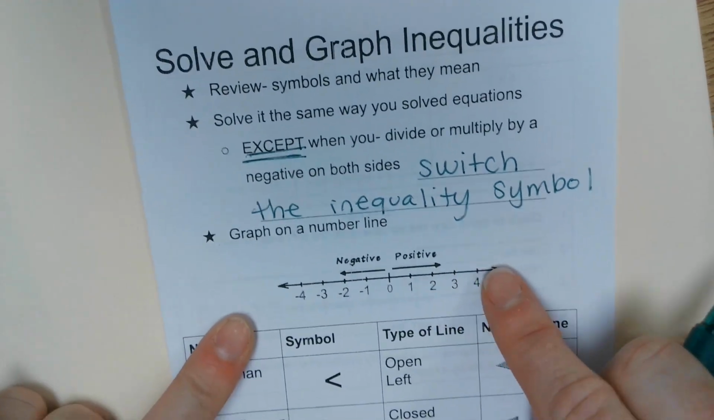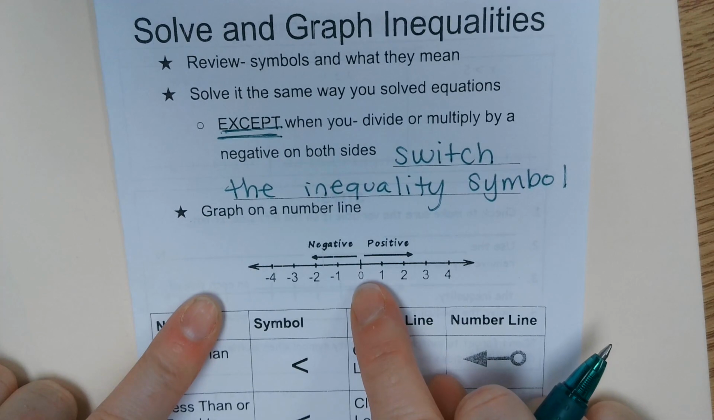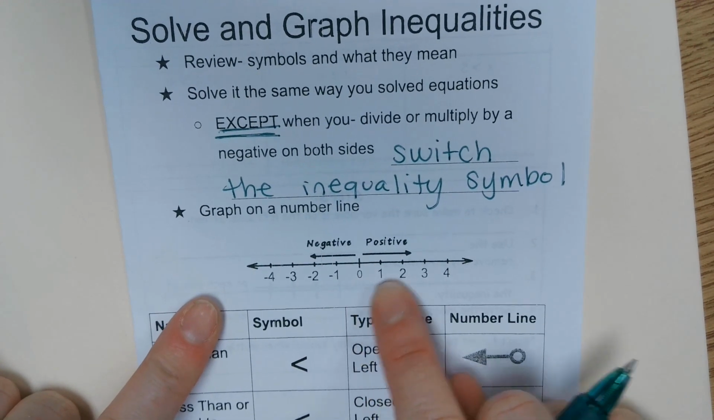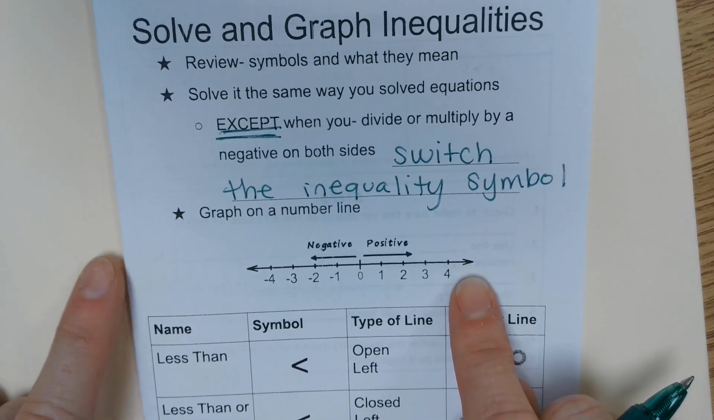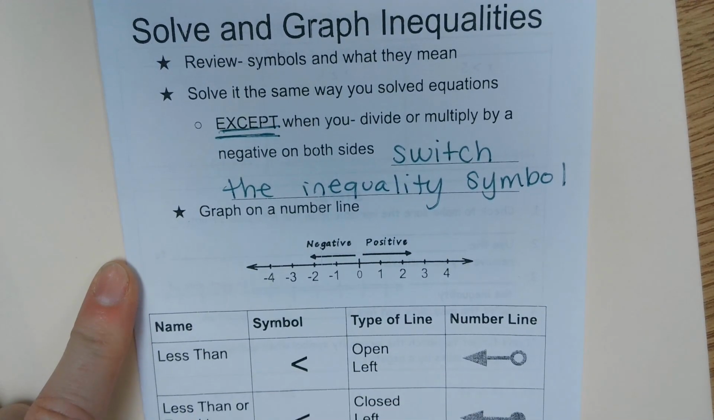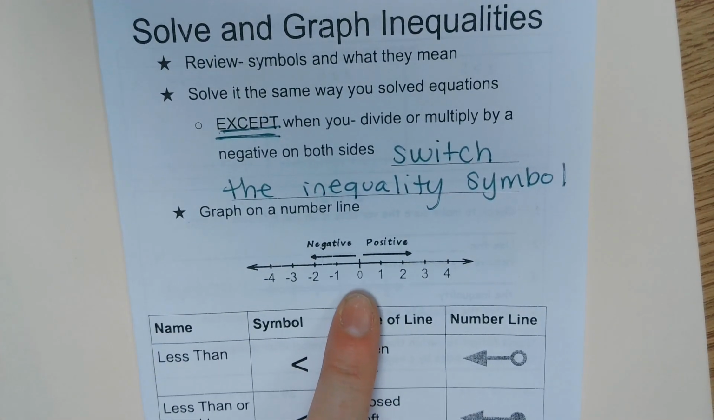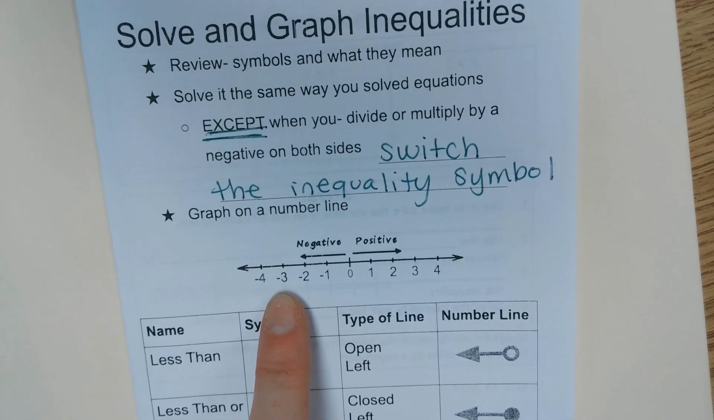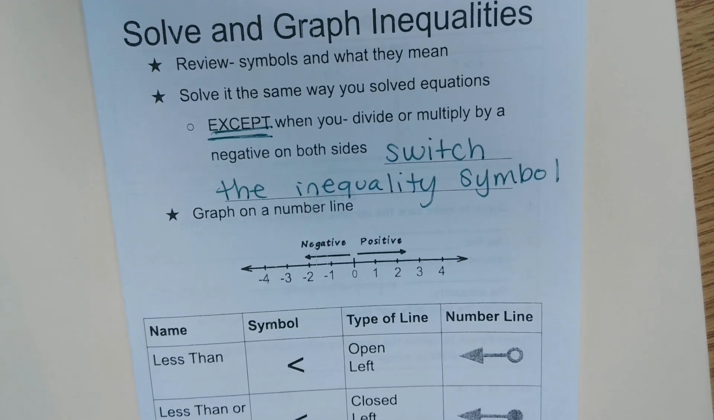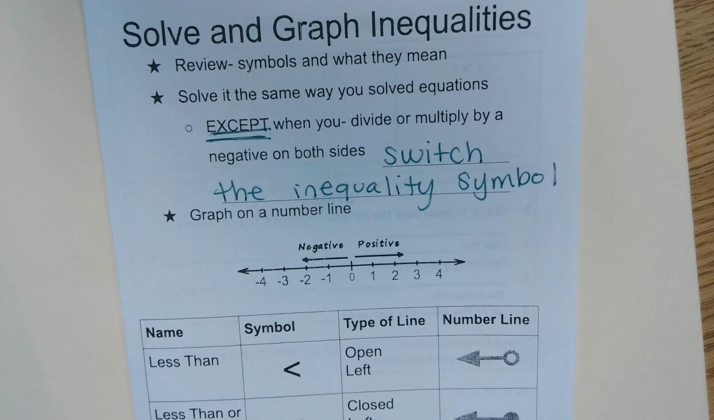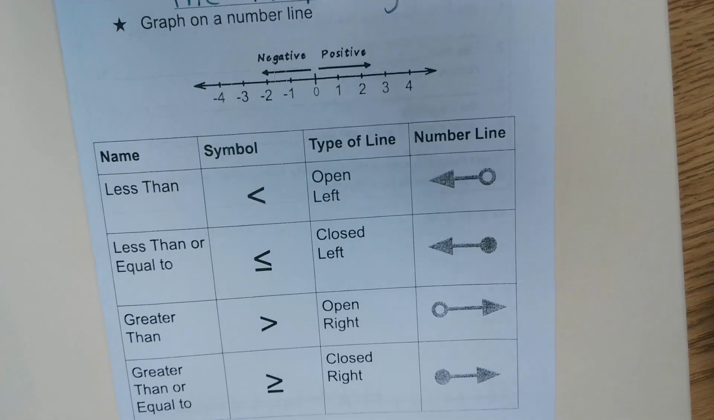Okay, a number line looks like this. So we have 0, and then to the right of 0 are the positive numbers, and to the left of 0 are the negative numbers. And negative numbers would go backwards. -1, -2, -3, -4. So don't forget that because we're going to solve and graph on a number line. So here are the symbols.